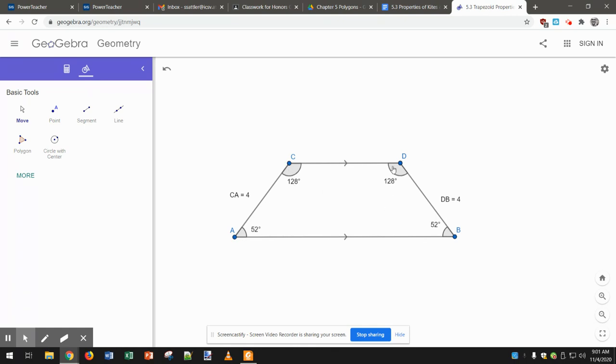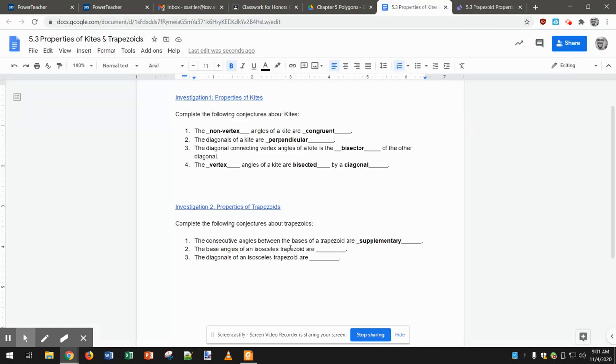If it's isosceles, then these two sides are the same, and then angle C and D should be the same, and angle A and B should be the same. So the base angles would be called A and B, and C and D. Those are considered base angles as well, and they should be the same. So the base angles are congruent.